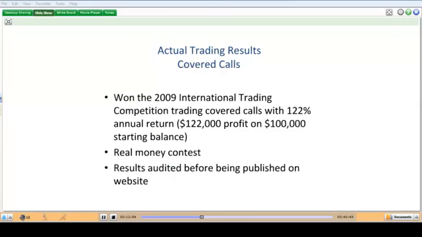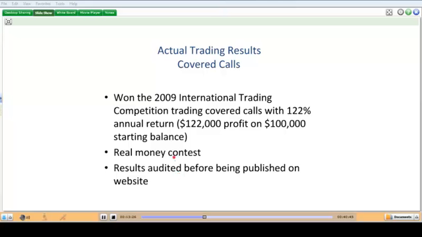I've been trading in the international trading competition every year, and in 2009 I won the competition trading covered calls. Started with a $100,000 account, had a $122,000 profit. So I had a 122% return, and this is using real money. And the results in this trading competition are audited before they're published on the sponsor's website. So these are actual audited trading results.